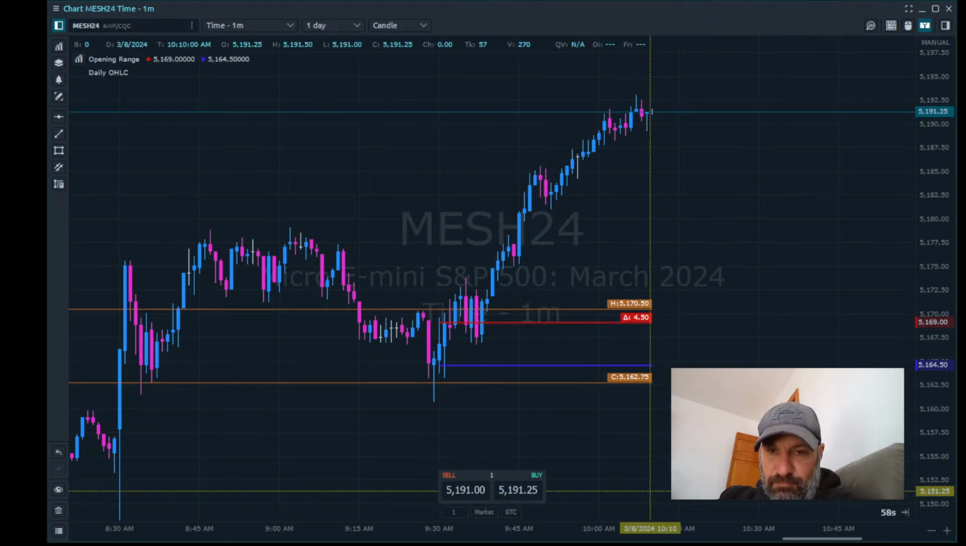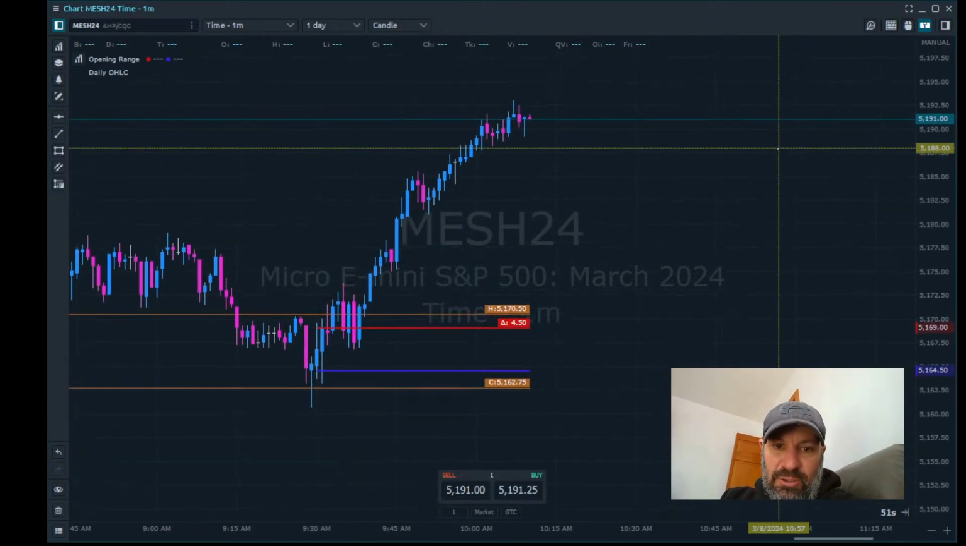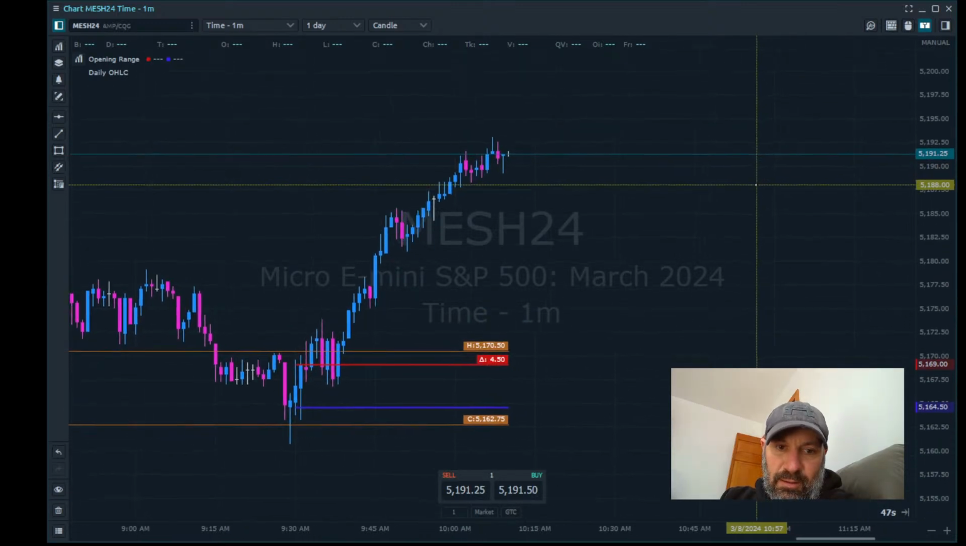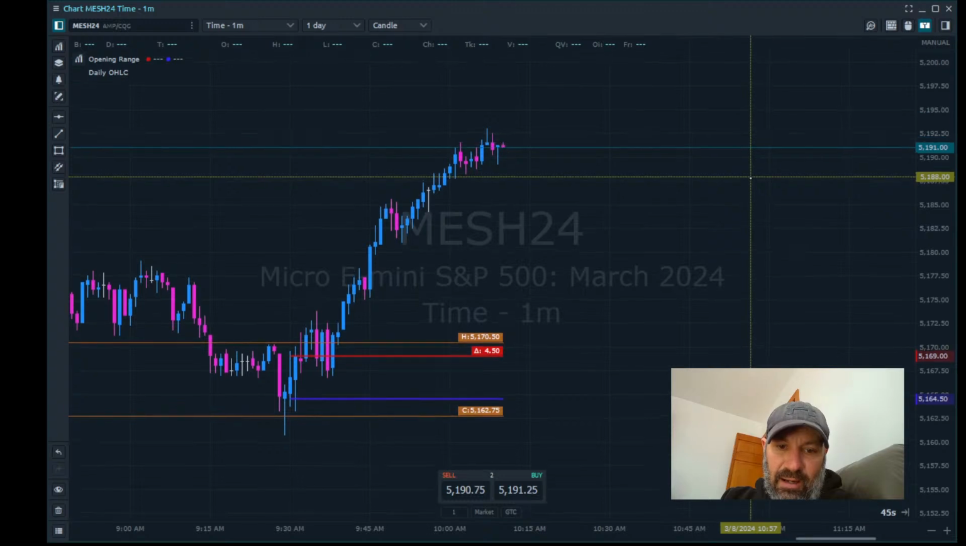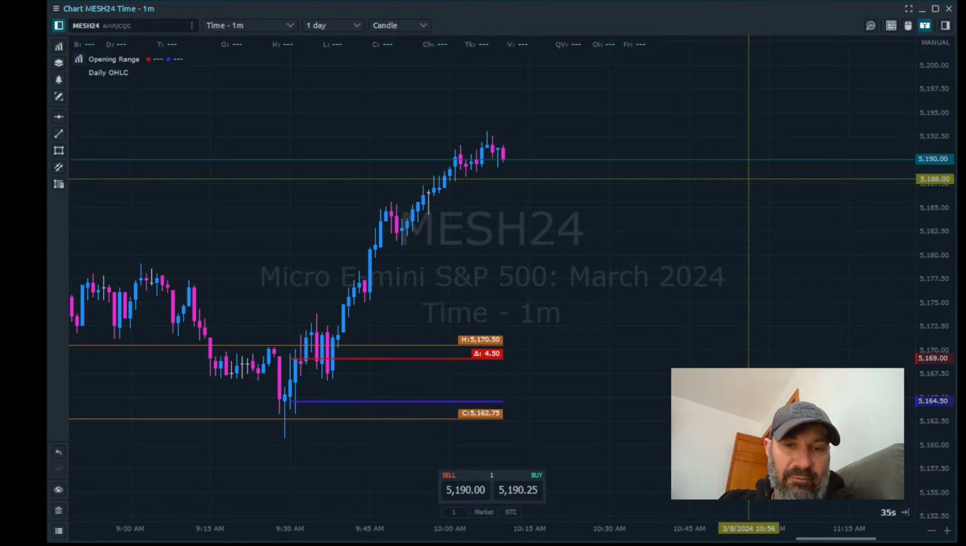But again, that's one of the things that rotational trading kind of helps you with, because now that I kind of see that we've rotated 21 points, I could start to look for an area that I want to short this back to the opening range.